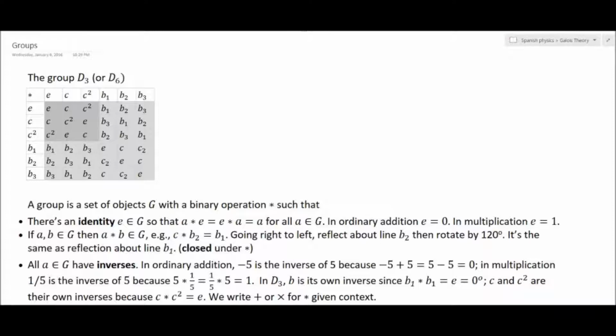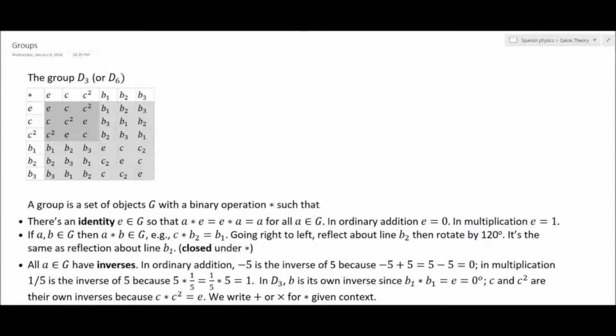And in the shaded area is a subgroup of the group D3 or D6. And it has three elements. It has the identity element, the element C, and the element C squared. They themselves form a group, which is a subgroup of the bigger group. This group in the gray is order 3, that is to say it has three elements.